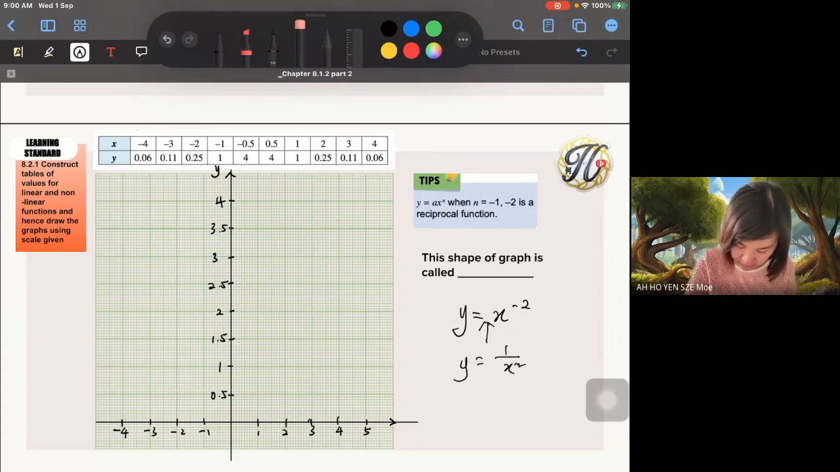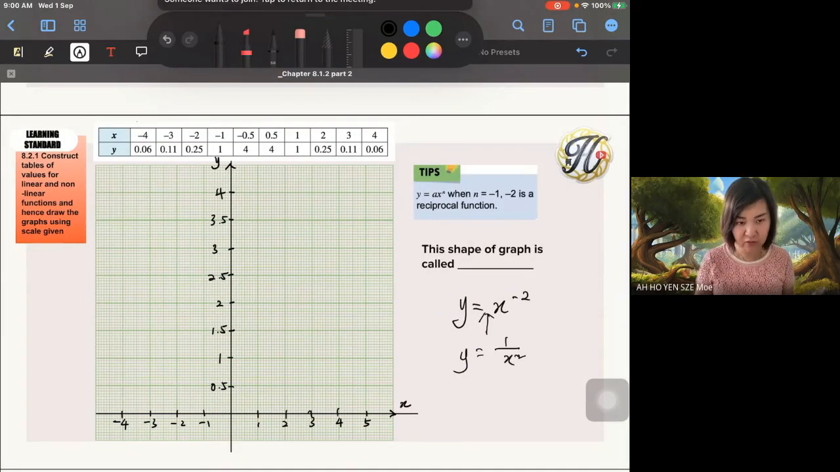So when you already have done your values, your x exists and y exists, then it is easy for you to plot already. After you draw, then you plot -4, 0.06, all the marks.